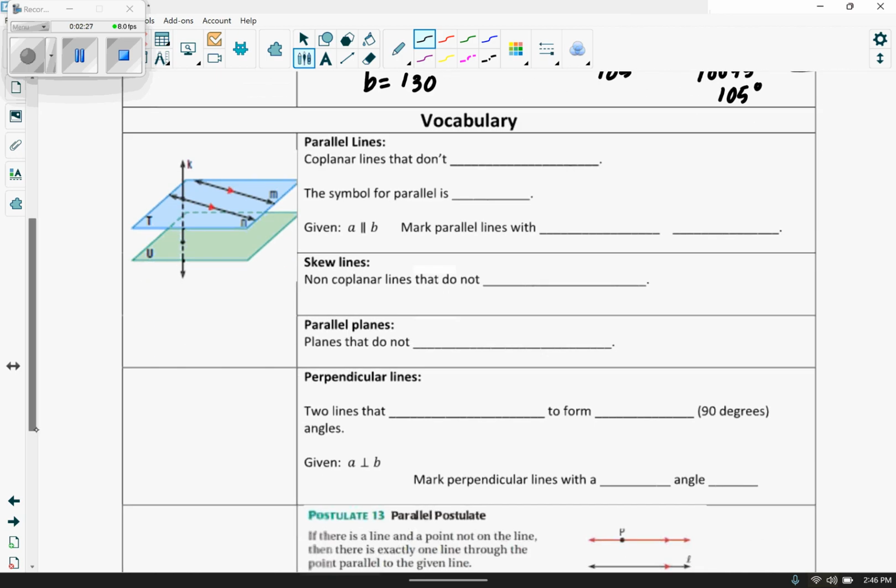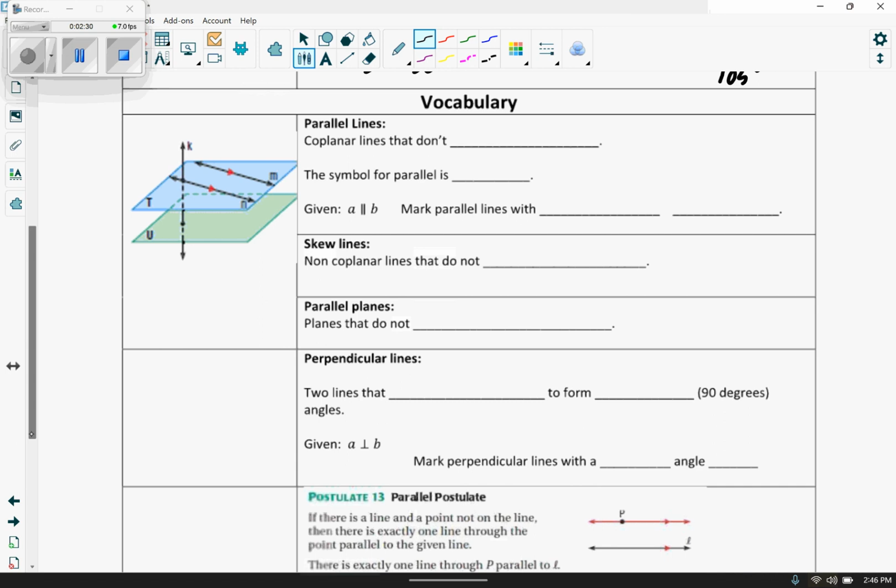All right, looking down here into the vocabulary, parallel lines. Parallel lines don't intersect. In other words, they don't cross. The symbol for parallel is these two little sticks.